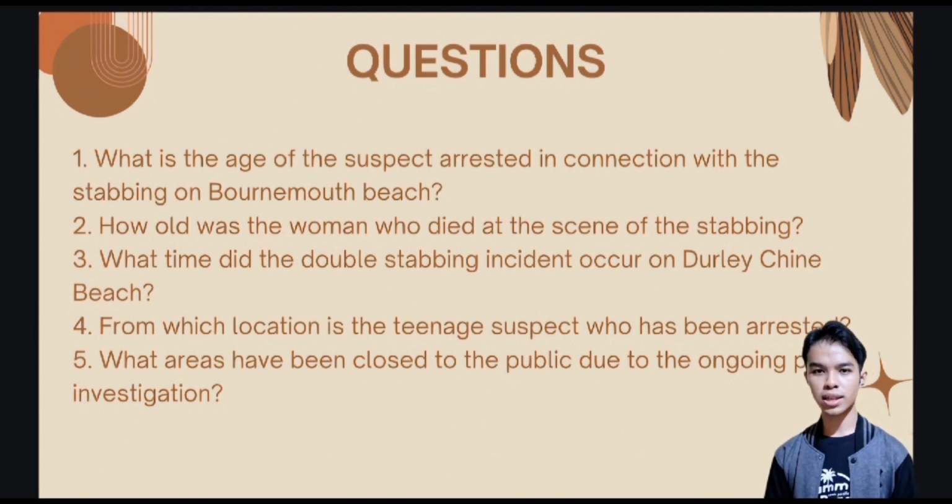The last question is, what areas have been closed to the public due to the ongoing police investigation? The answer is, the areas that have been closed to the public due to the ongoing police investigation include Durley Chine Beach, the Promenade, beach huts, Durley Chine car park, and all businesses and access points within the cordon, which extends from the Bournemouth Oceanarium to the western side of Adams Chine.